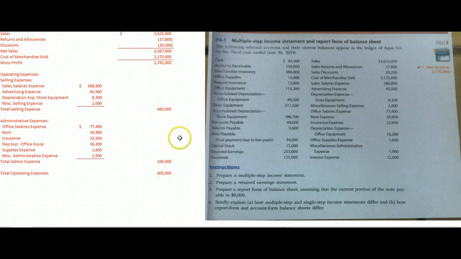This would probably look better if these were over a little bit, these two, and then you'd have this total out here for $605,000. So we subtract that $605,000 from this $1,392,000. And we get income from operations of $787,000. So this is the money we make in our business. But there's other revenue and gains, other expenses and losses, things that aren't related to our core business. This problem has only one of those, and that's interest expense. We subtract that $12,000 interest expense from our income from operations, and we end up with net income of $775,000. We know that's right, because the book was kind enough to give us that answer.